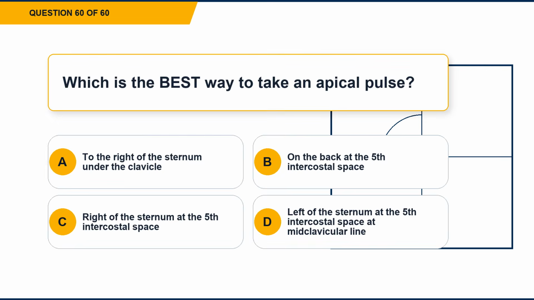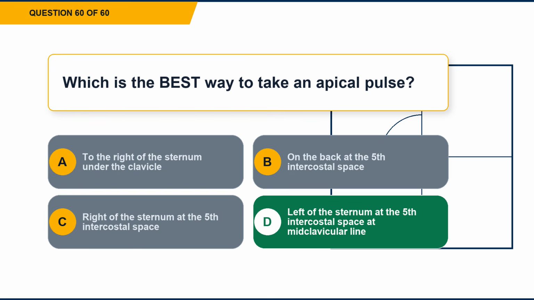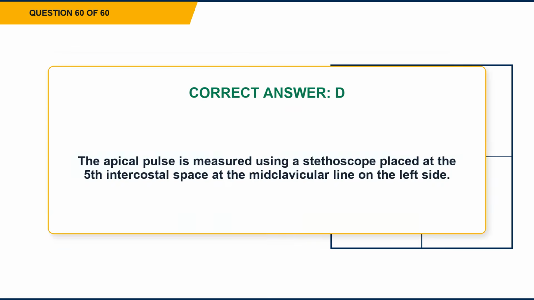Question 60. Which is the best way to take an apical pulse? Option A, to the right of the sternum under the clavicle. Option B, on the back at the fifth intercostal space. Option C, right of the sternum at the fifth intercostal space. Option D, left of the sternum at the fifth intercostal space at mid-clavicular line. The correct answer is option D, left of the sternum at the fifth intercostal space at mid-clavicular line. Explanation. The apical pulse is measured using a stethoscope placed at the fifth intercostal space at the mid-clavicular line on the left side.